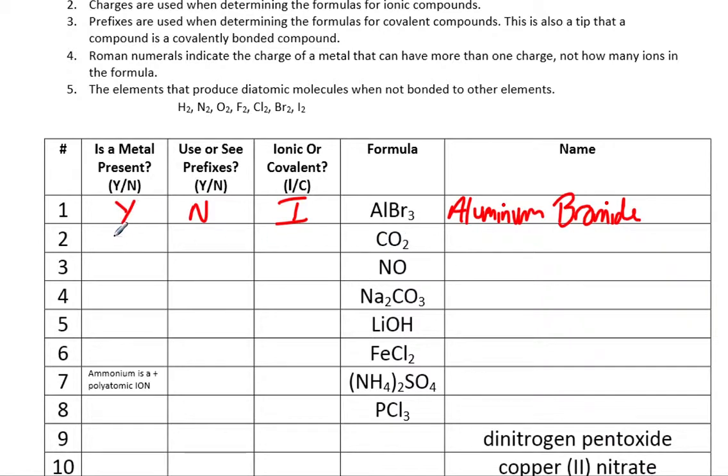Now the next one, CO2, I don't see a metal. Carbon and oxygen are both nonmetals. So is a metal present? No. That makes it covalent. That means I have to use prefixes. So this is carbon dioxide. Use prefixes.